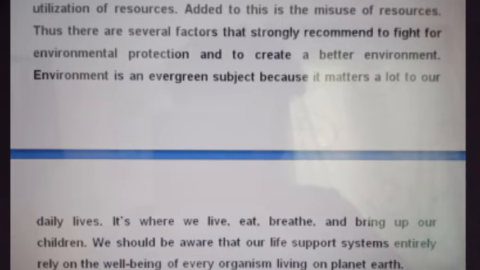Environment is an evergreen subject because it matters a lot to our daily lives. It is where we live, eat, breathe, and bring up our children. We should be aware that our life support system entirely relies on the well-being of every organism living on planet Earth.